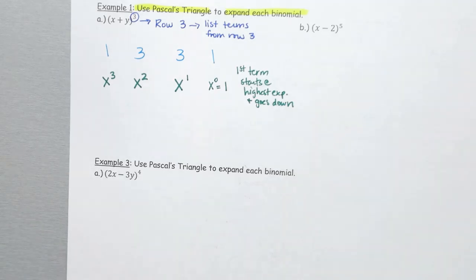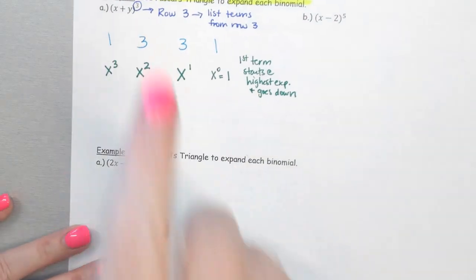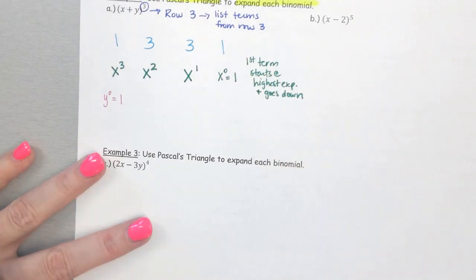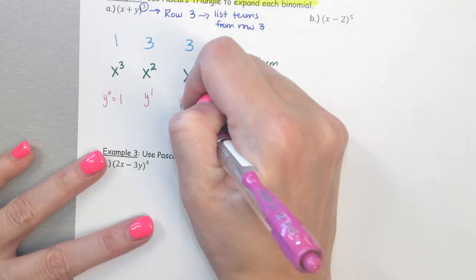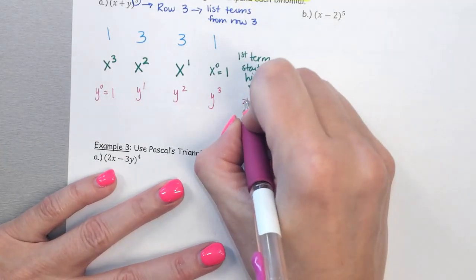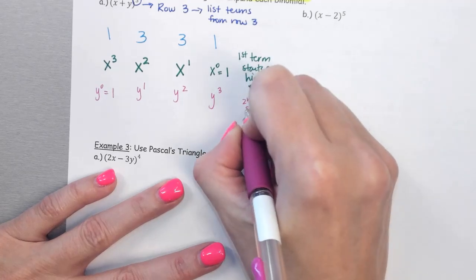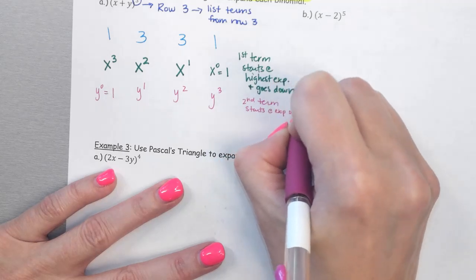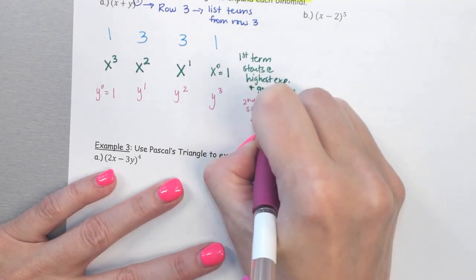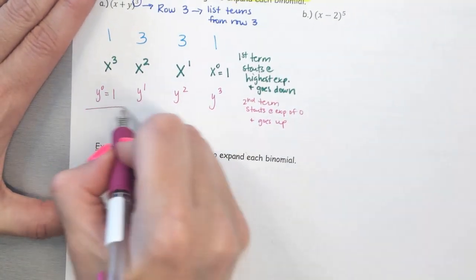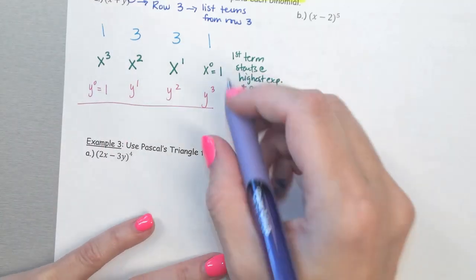And then the other one just goes in the opposite order. Okay, so for y, it starts at the lowest, which would be y to the 0, which is 1, y to the first, y to the second, y to the third. Okay, so the second term starts at exponent of 0 and goes up. And then all we have to do is multiply each column.